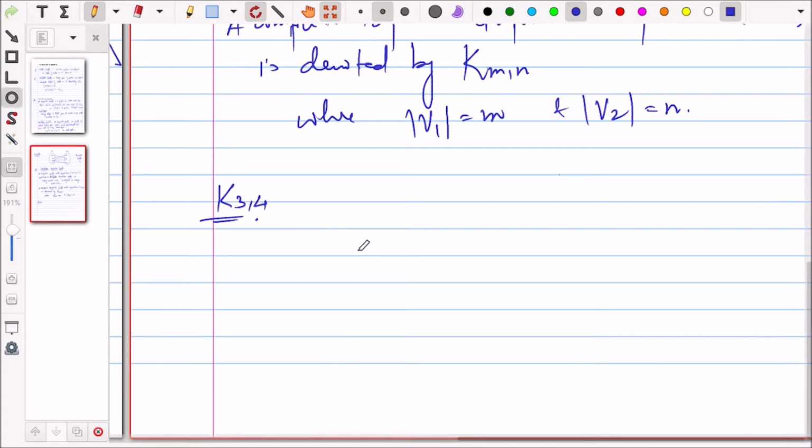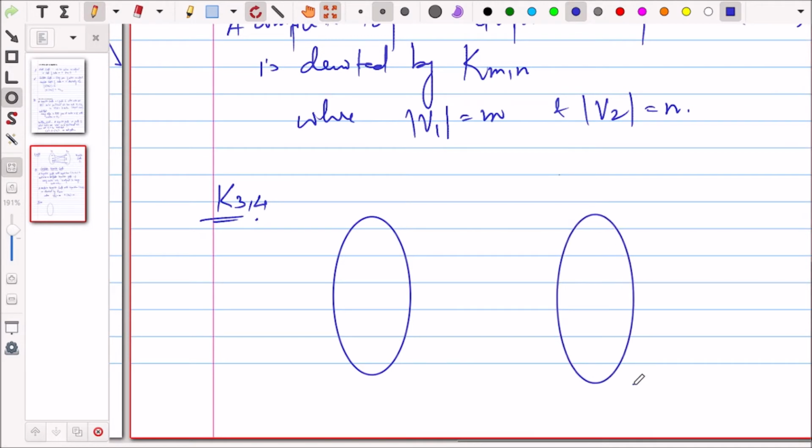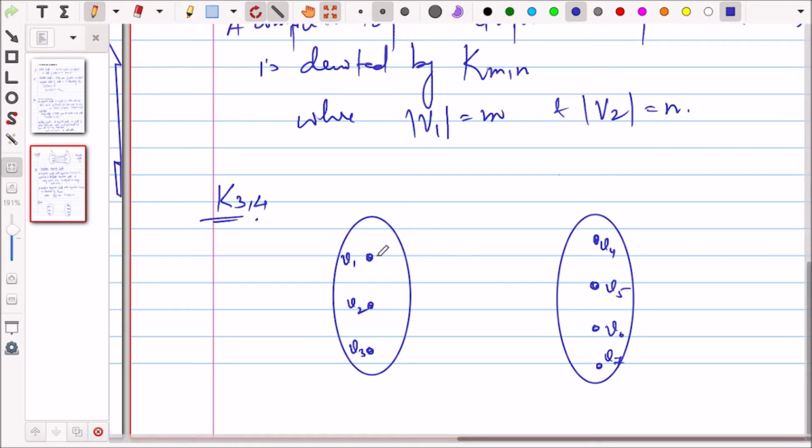So K3,4 में क्या होगा? There will be two partitions V1 and V2. इसमें तीन elements होंगे. So three vertices we can draw. ठीक है? And यहाँ पे we will have four vertices. So V1, V2, V3, V4, V5, V6, V7. So total 7 vertices are there, and then we will join.